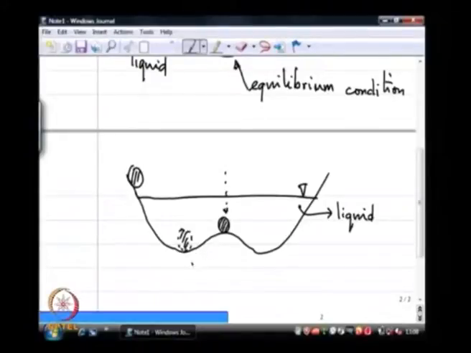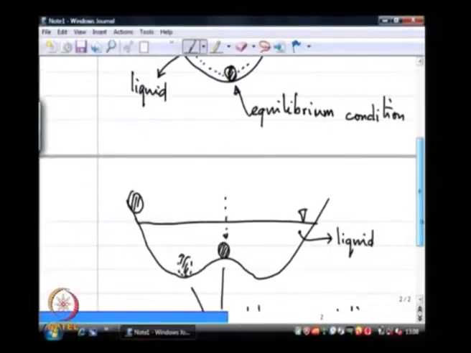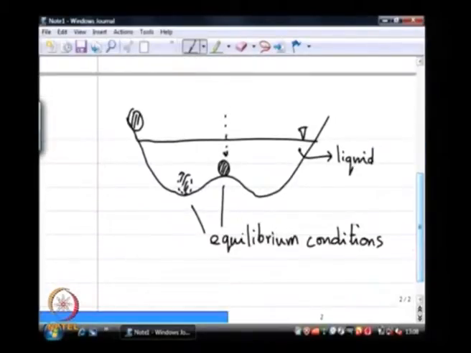Now, these two are both equilibria. The previous was a case where there was only one equilibrium condition, whereas here is a case where there is more than one equilibrium condition. In fact, if I want to be precise, there are 3 equilibrium conditions. Okay. So, what is the difference between this equilibrium condition and these 2 equilibrium conditions, and the one where the ball is sitting on top?